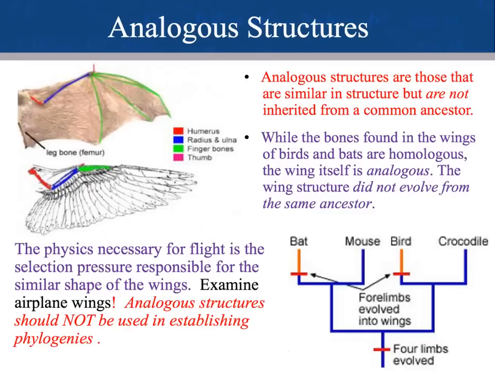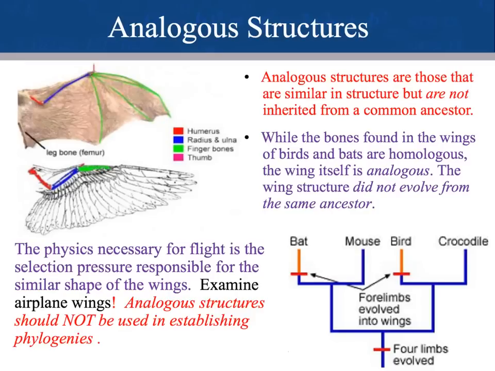Well, that has to do with the similarities in environment. Both of these organisms fly, okay? So the physics necessary for flight is going to be what allows that structure to develop. That is going to be the selective pressure. That's what natural selection is acting on, and that is what is responsible for the similar shape of the wings. If you even think of an airplane's wings, similar shape, used for the same purpose, but definitely not an inherited trait, okay?